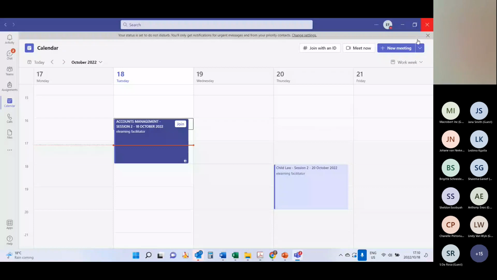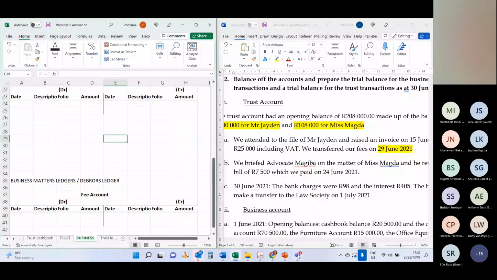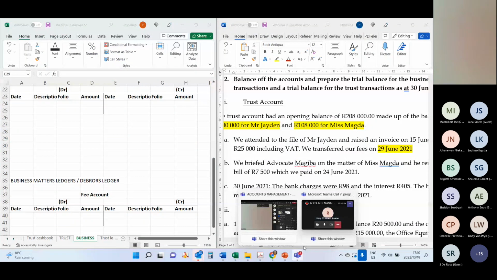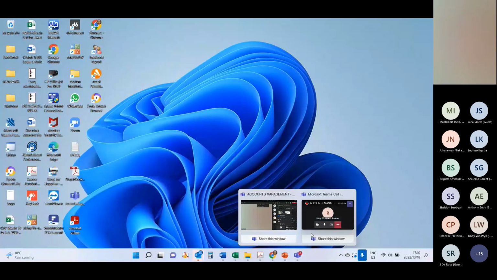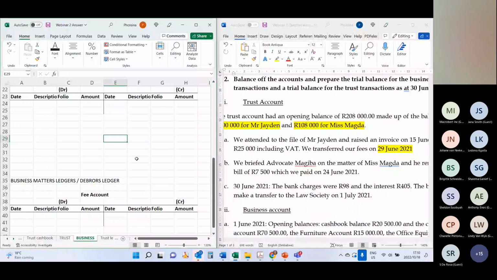Okay, I have to share the screen. Are you able to see the screen? Sorry for that. I hope I have shared the screen. Stop sharing. Let's share again. Okay, we are back to our screen.